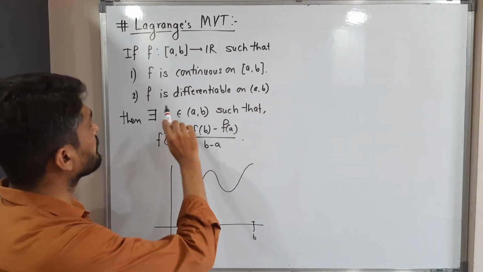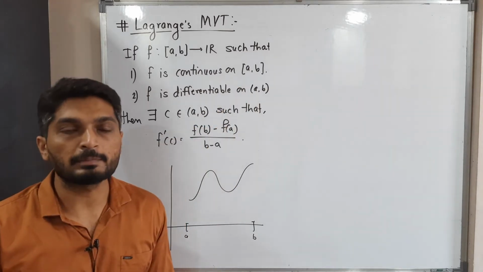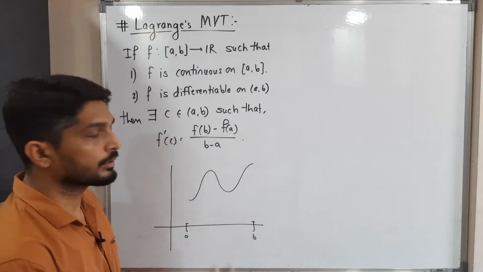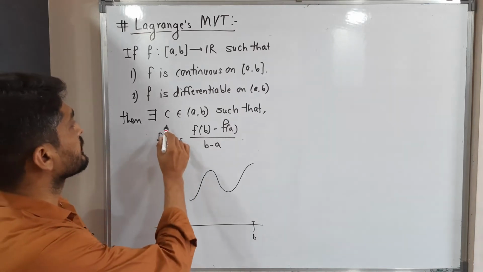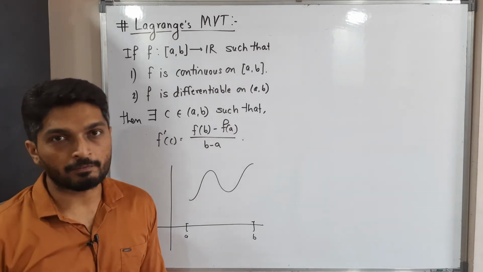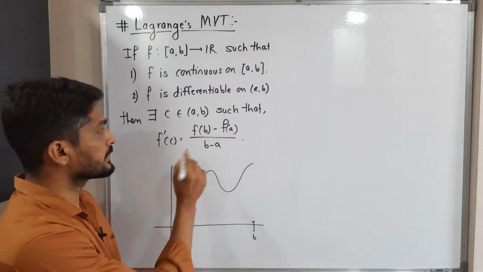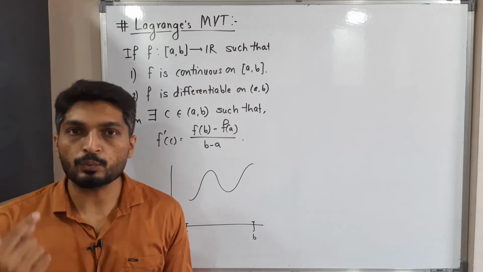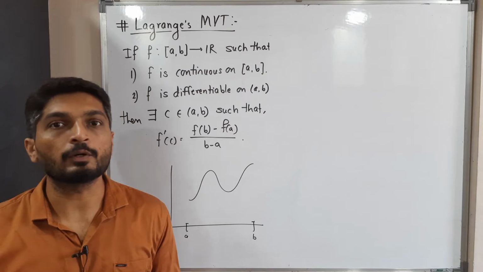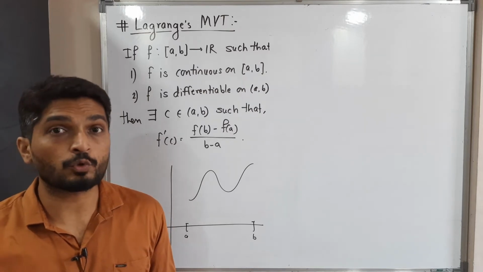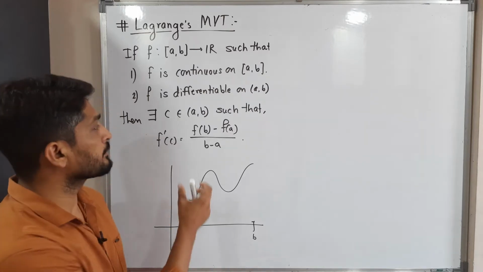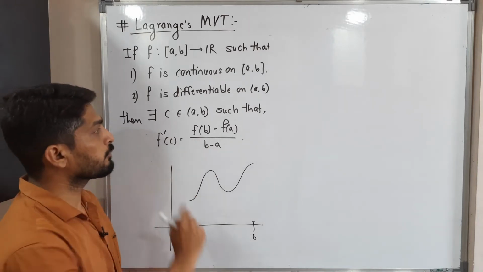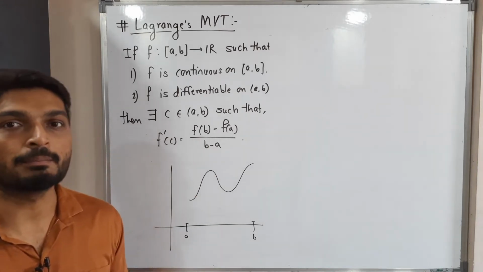On the closed interval AB, the function is differentiable. That means there should not be any corner point. Yes, the function is smooth. Then there exists c belonging to the open interval (a, b) such that f'(c) is equal to this one. In Rolle's mean value theorem, there was one more condition, that f(a) is equal to f(b), but that condition is dropped here. And that's why we get something different from Rolle's mean value theorem, which is f'(c) is equal to (f(b) minus f(a)) upon (b minus a).